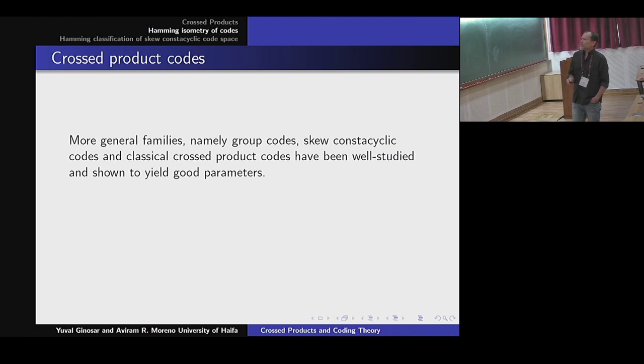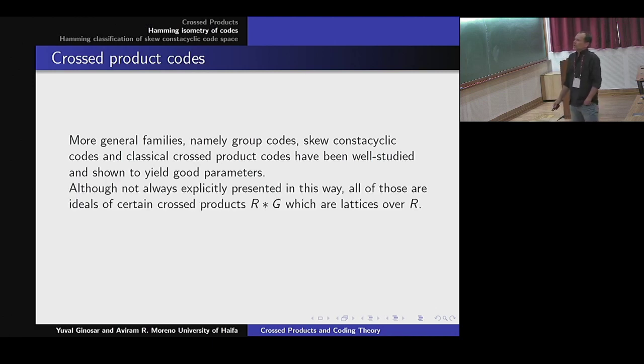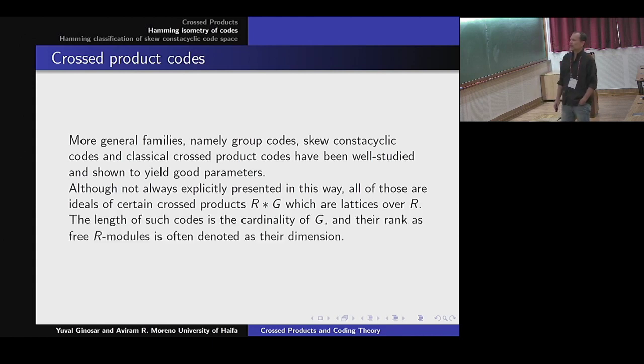I can tell you a little bit about it if I have time. Although not always explicitly represented in this way, all of those are ideals of certain cross products R star G, which are lattices over R. The length of such codes is the cardinality of G, and their rank as free R modules is often denoted as their dimension.